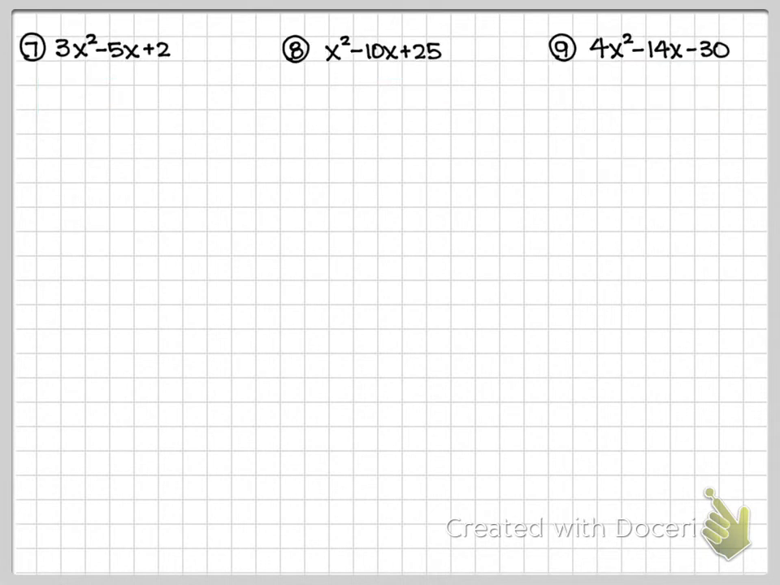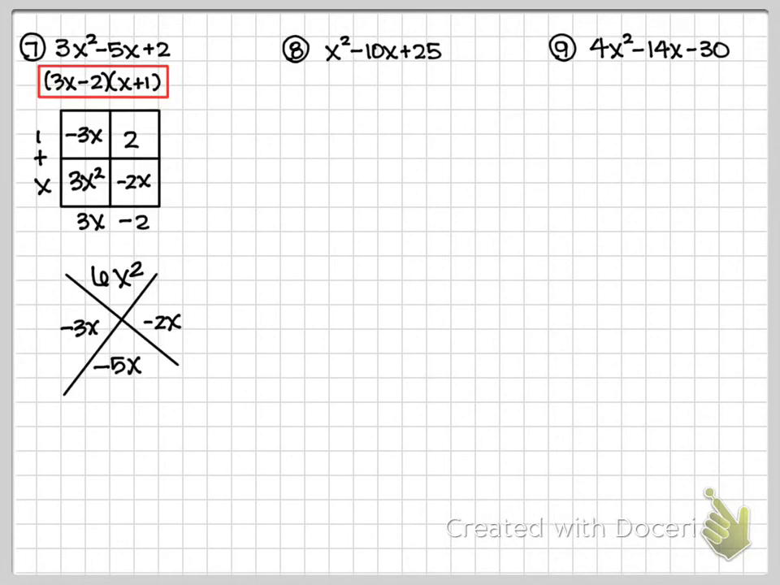Okay, moving on. If you take a look at question number 7, it's a trinomial. And just see if you can go through, do that one, come back and check your answer. So there's the solution to 7. Let's see if we can do number 8.